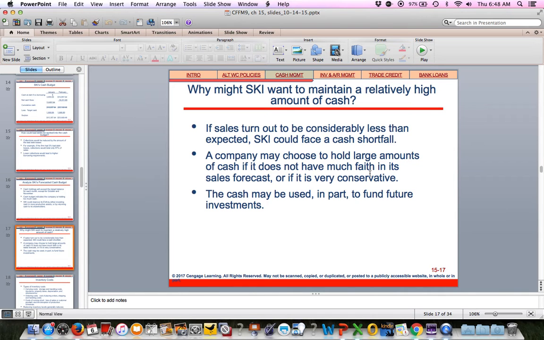So we're just being conservative. We don't have a lot of faith in our sales forecast. We're hoping for the best, but we're being realistic and going, if it doesn't turn out the way we think, we should have some cash on hand just as that rainy day fund.